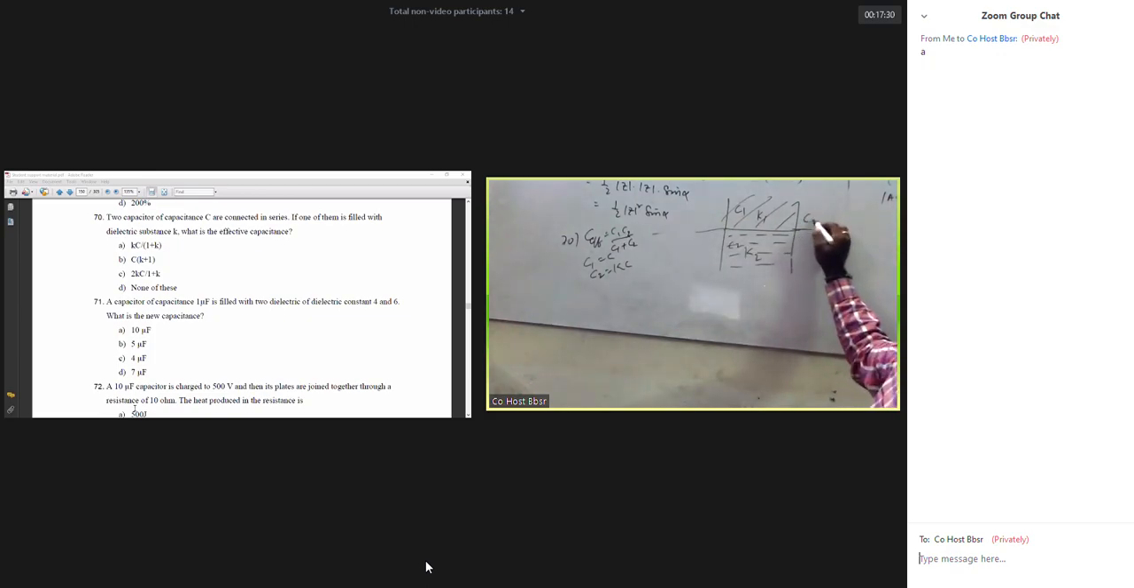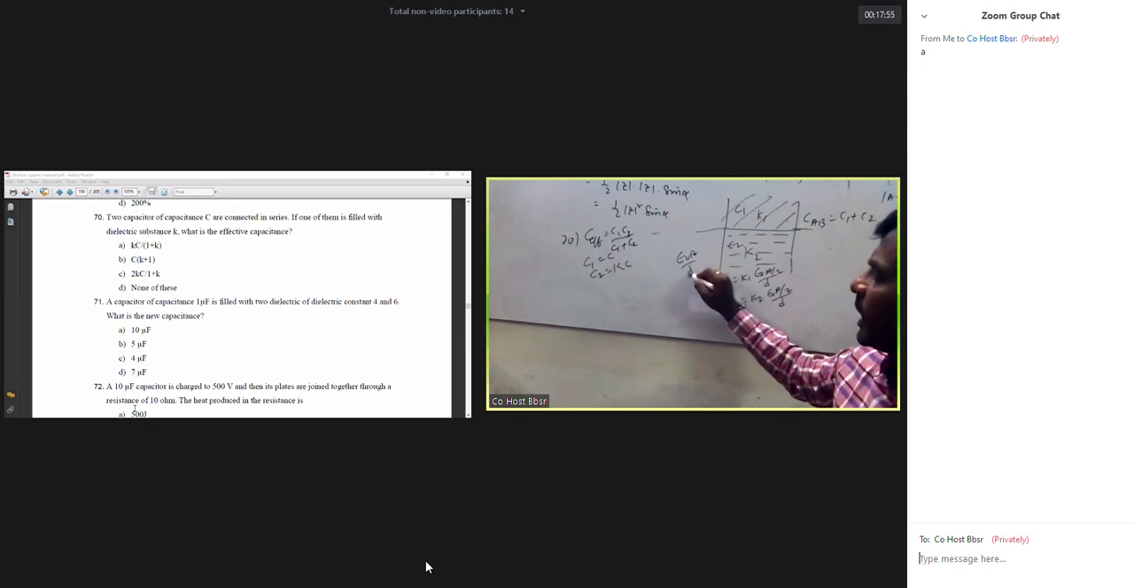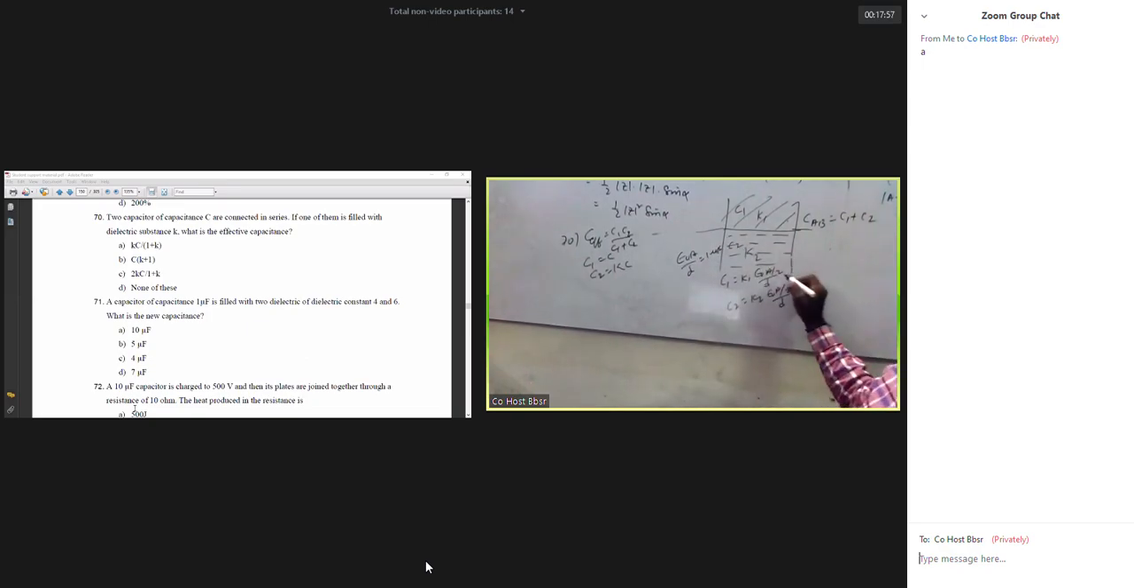Now what is here? They are both parallel, so C1 plus C2. C1 equal to how much? K1 into epsilon naught A by 2 by D. C2 equal to K2 into epsilon naught A by 2 by D, because here the area is half. Now apply the condition. Epsilon naught A by D value is given as 1 microfarad. So C AB equal to K1 plus K2 by 2 into epsilon naught A by D.